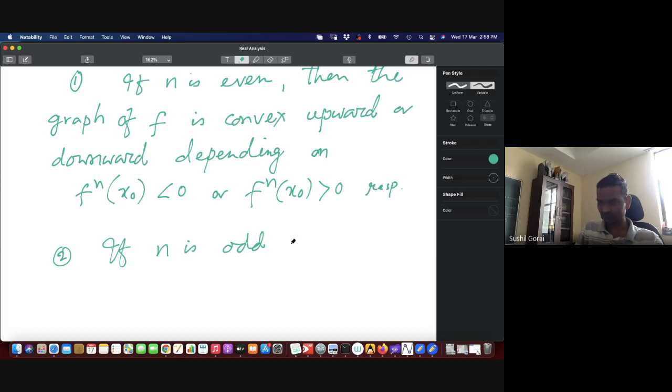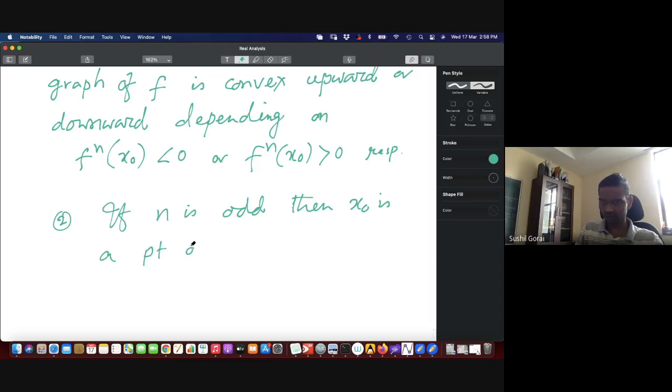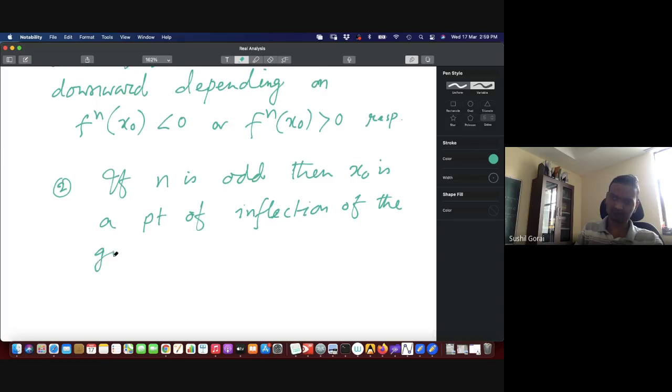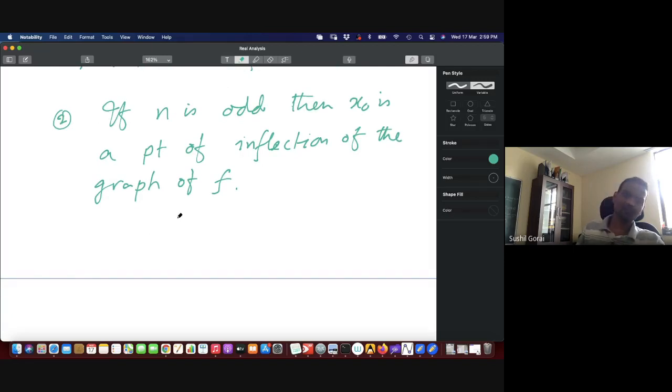then x naught is a point of inflection of the graph of f. All right. So moreover, about maxima and minima.